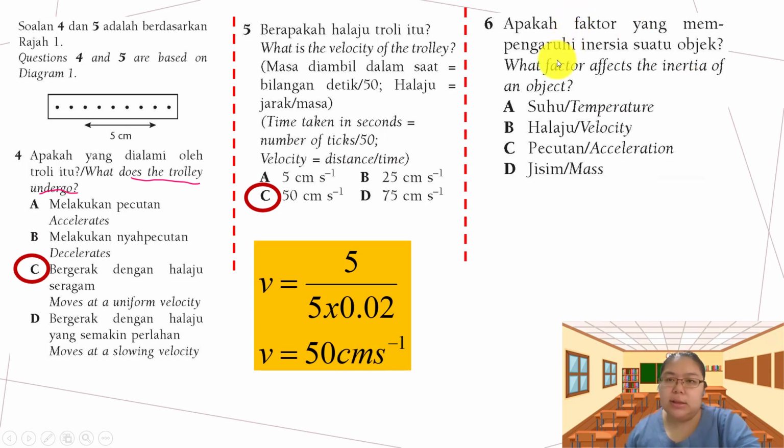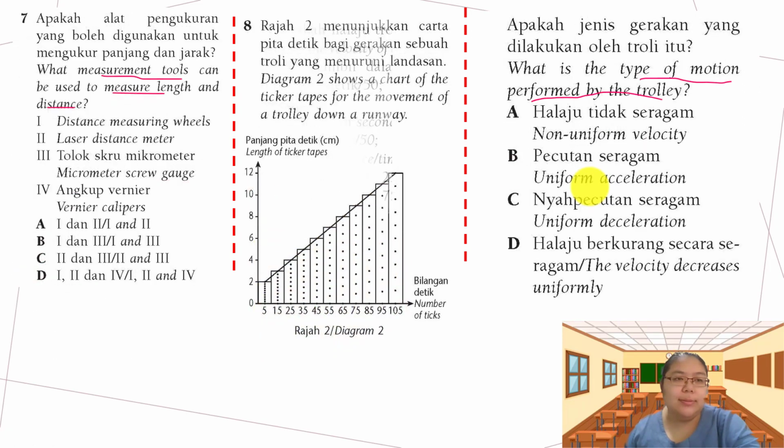Number 6. What is the factor that will affect the inertia? From here, which one is a big factor that's related to the inertia? The answer is mass. Okay, let's go to 7.